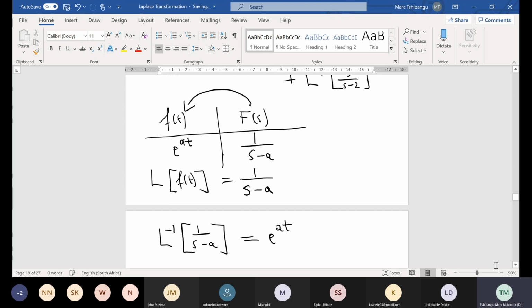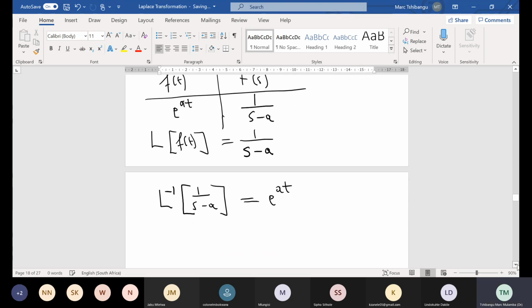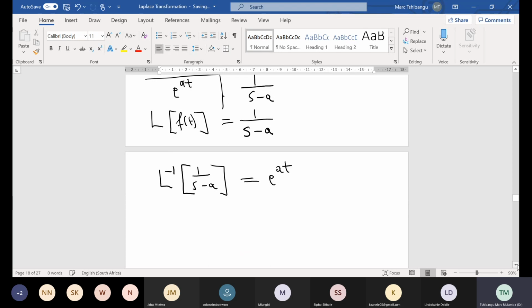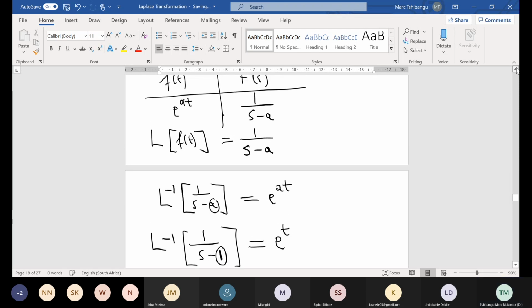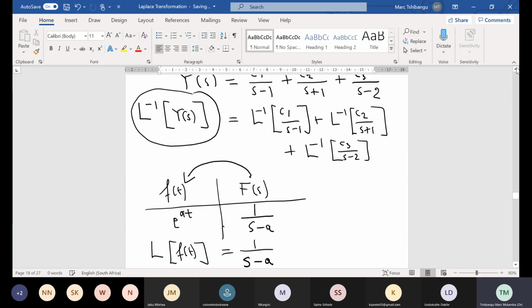From the condensed table of Laplace transforms, we can go from one side to the other and vice versa. And if you look at what we have in our partial fraction expansions, we have 1 over s minus 1. In other words, our a here is 1. Hence, the inverse Laplace transform of 1 over s minus 1 will be equal to e to the power of t because our a is 1. So we also have another partial fraction, which is C2 over s plus 1.